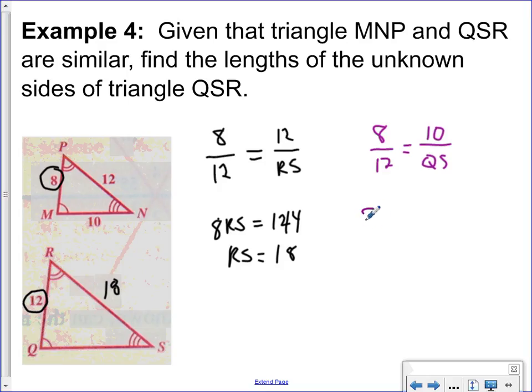Cross multiply, 8 QS is equal to 120. So therefore, side QS has to be 15. Does that make sense? Take a look: the smallest side is the smallest side, the next smallest side is the next smallest side, and the largest side is the largest side. It can make sense.